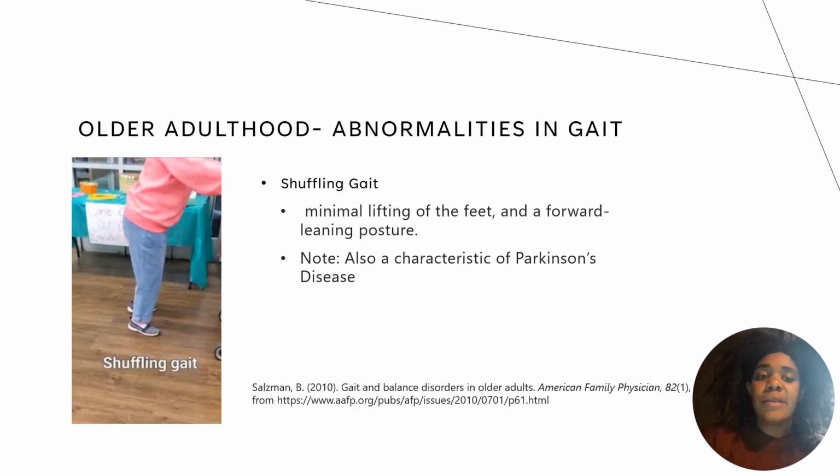An abnormality in gait is, I sent a video right here, called shuffling gait. If you look at her, she's got minimal lifting of her feet. She's relying on this carriage, but even without the carriage, you could see a more forward-leaning posture, so she's hunched over a little bit. I thought it was important to note that this isn't just something you see in older adults. It's also a characteristic of Parkinson's disease. So if they're exploring whether you have Parkinson's disease, this type of gait is indicative of that condition. So I thought that was important to mention.